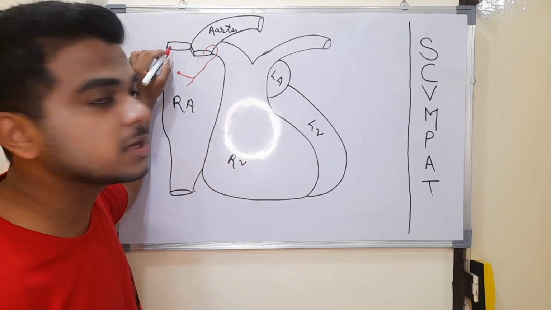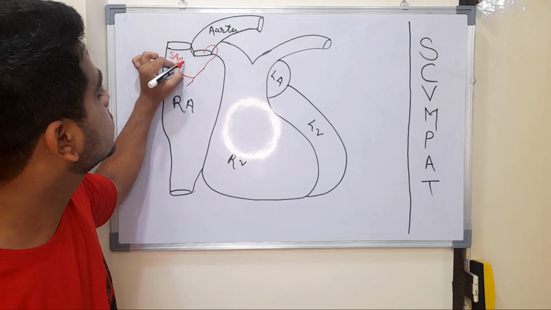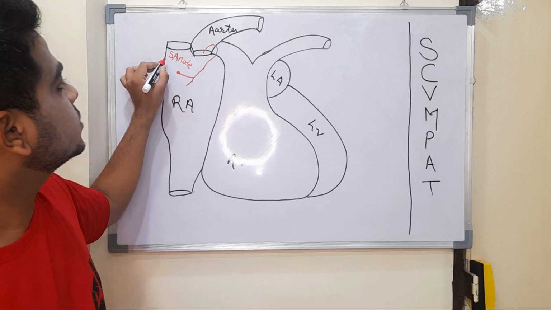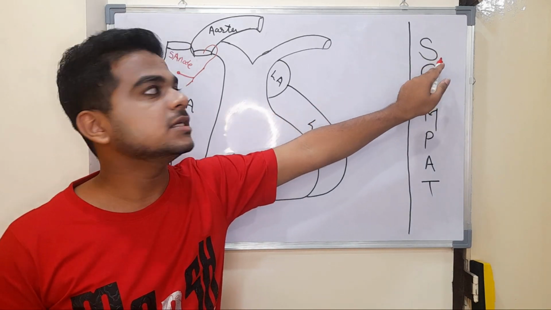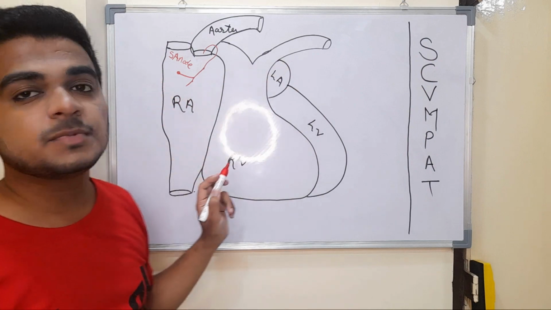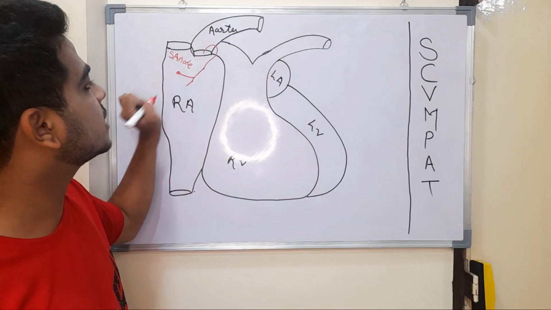Why is it called the SA nodal artery? Because here is the presence of the SA node. Through the SA node, S stands for SA nodal artery. So the first branch of the right coronary artery is known as the SA nodal artery.